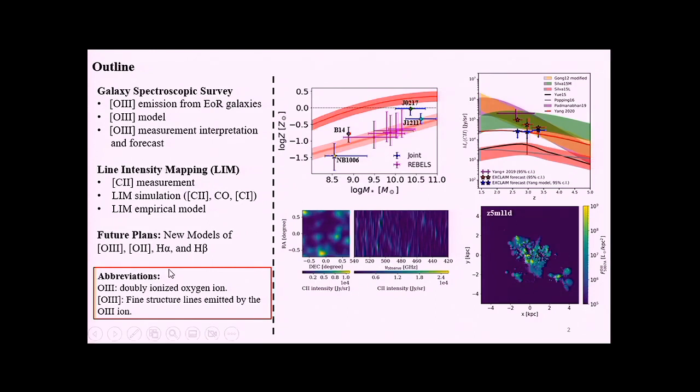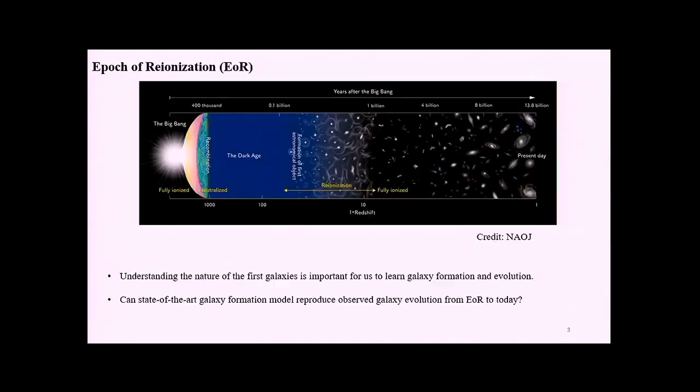Yeah, sorry about this. So similarly, the C2 symbol here means singly ionized carbon, and the C1 is the neutral carbon. Then I will use a square bracket to enclose this symbol, referring to the lines emitted by the corresponding particle. So for example, the bracketed O3 symbol means fine structure lines emitted by the doubly ionized oxygen ion.